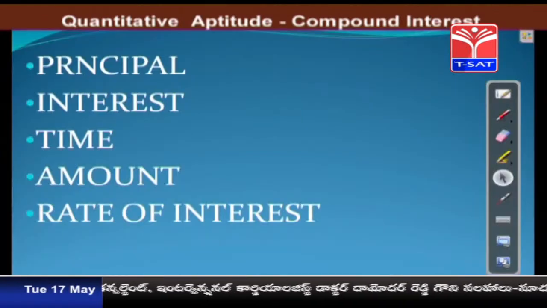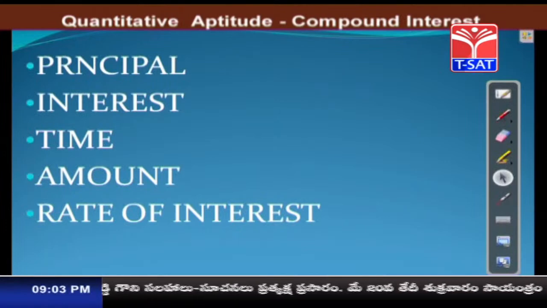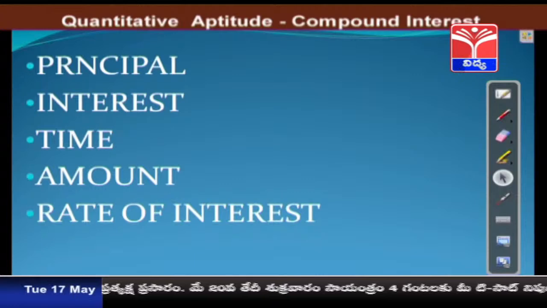Remember one thing, in simple interest, principal amount will not change. That's why for whatever the given time, interest also won't change. Whereas in compound interest, the principal amount keeps on increasing. That's why interest also will increase. That is the main difference.